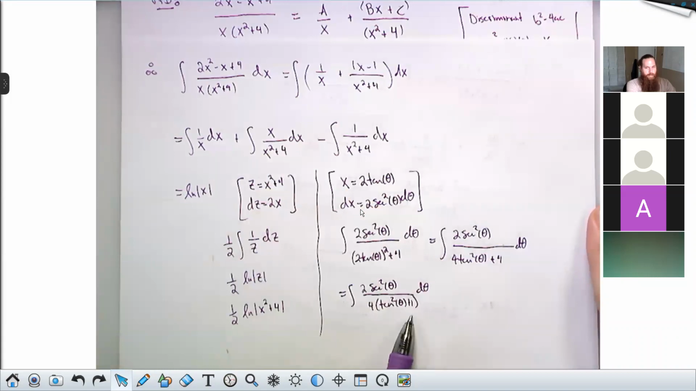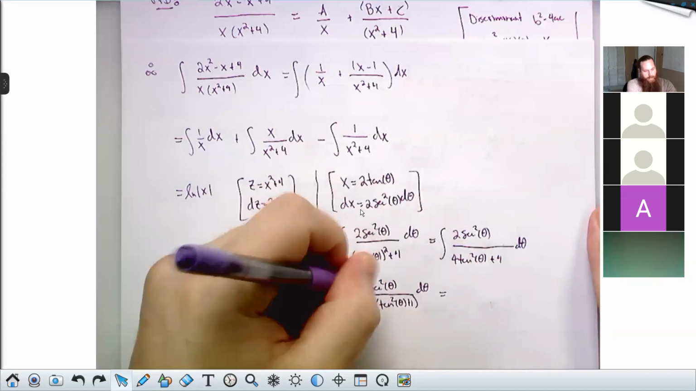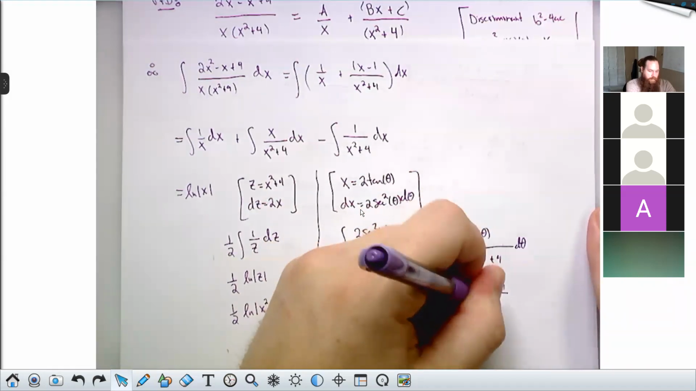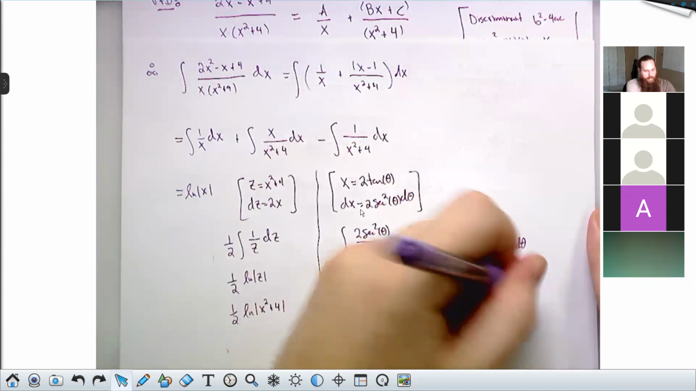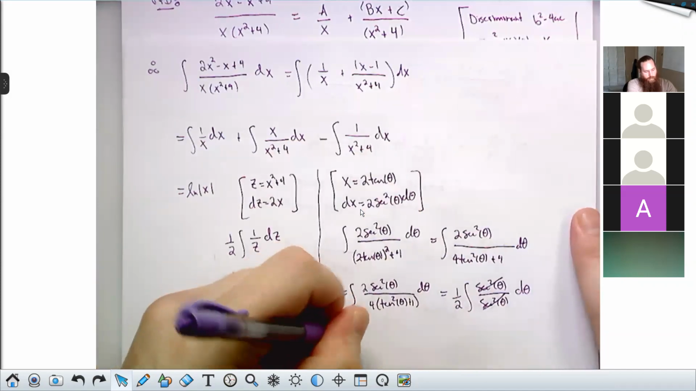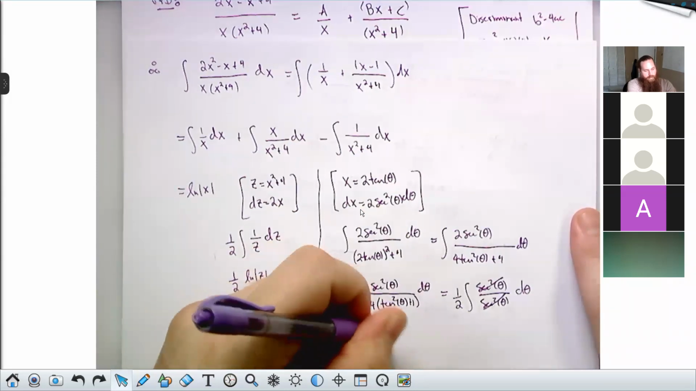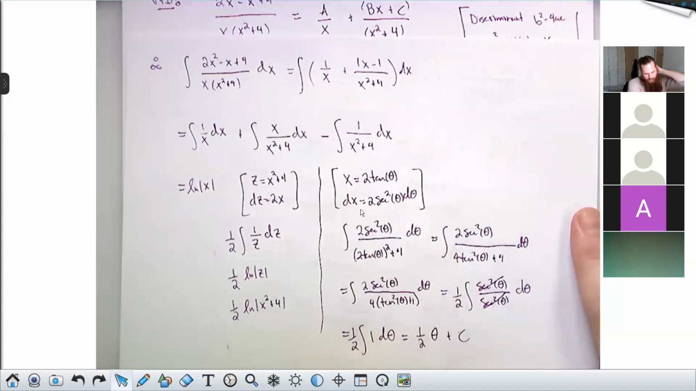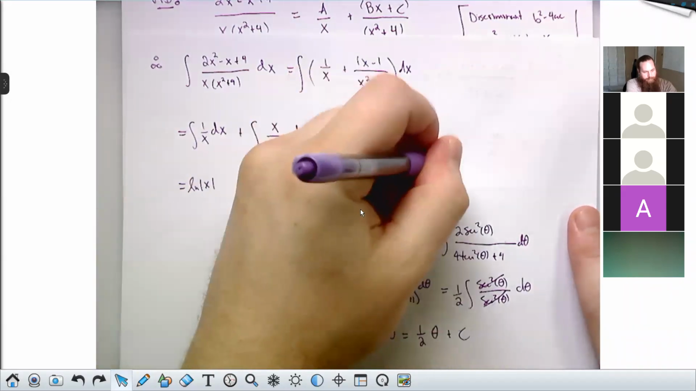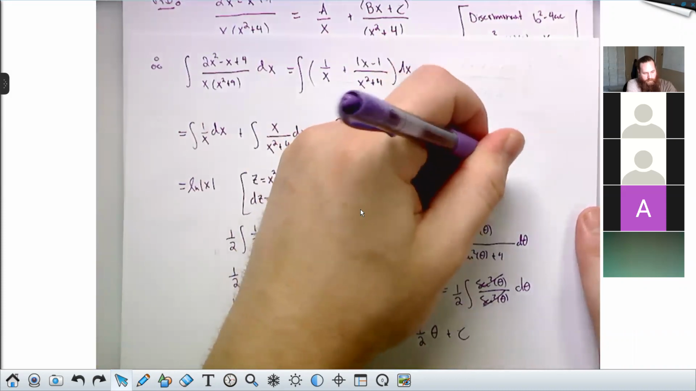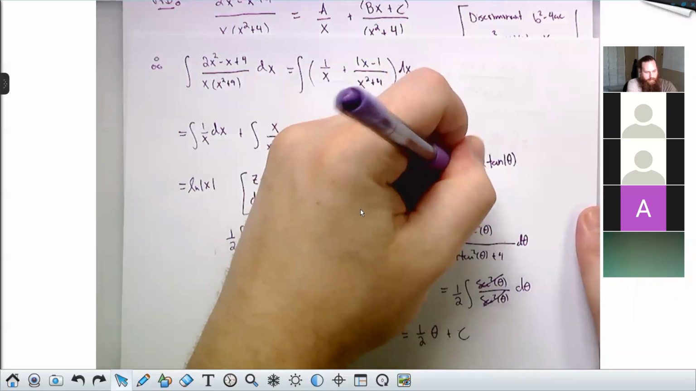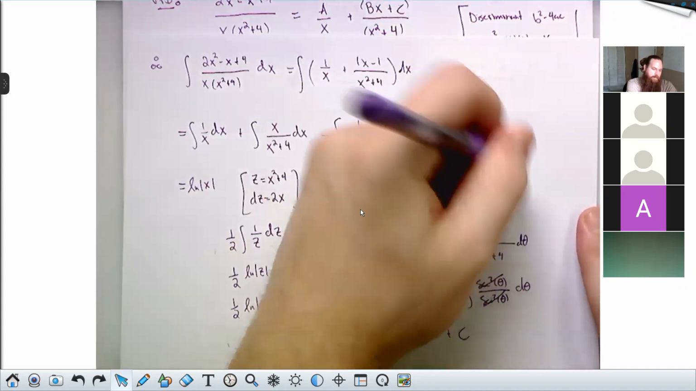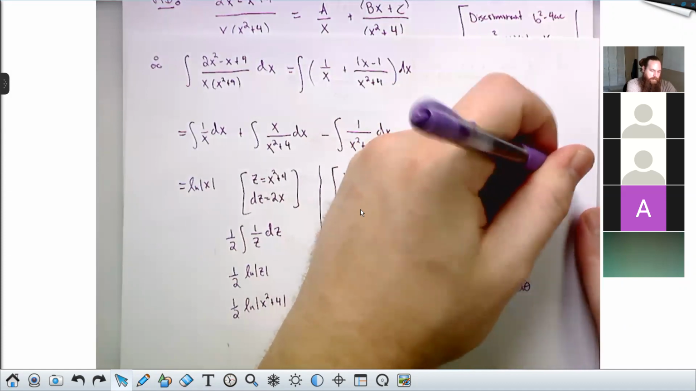And then tan squared theta plus 1, that is secant squared. So I can pop the constants out, 2 over 4, that's 1/2 integral secant squared theta over secant squared theta d theta. These cancel. And you get 1/2 integral of 1 d theta, which is 1/2 theta plus c. And then theta, remember, if x is 2 tangent theta, then x over 2 is tangent theta. So theta itself is the inverse tangent of x over 2.